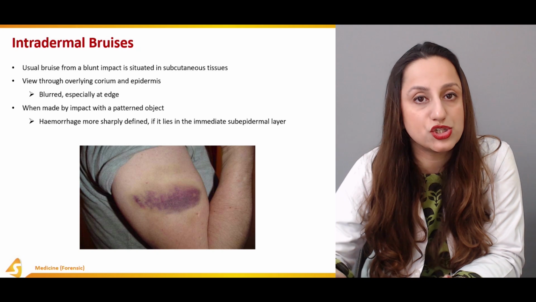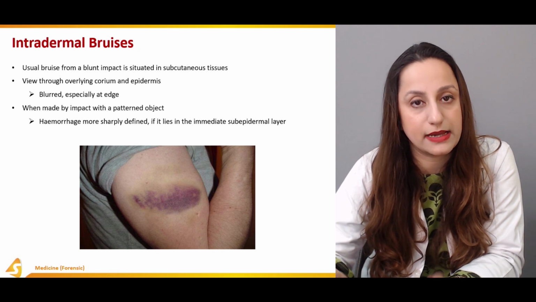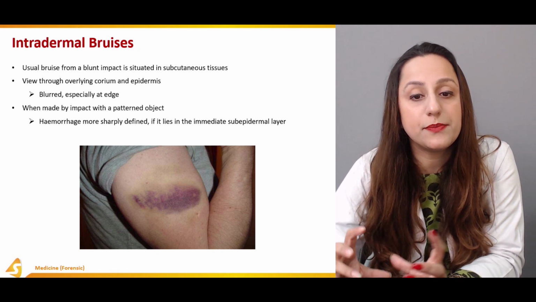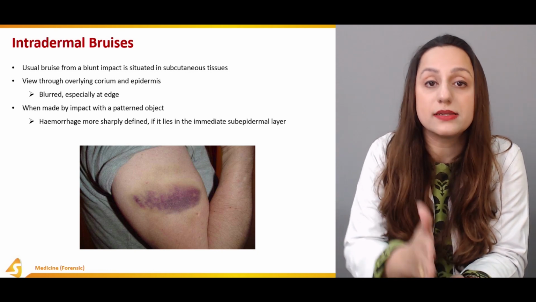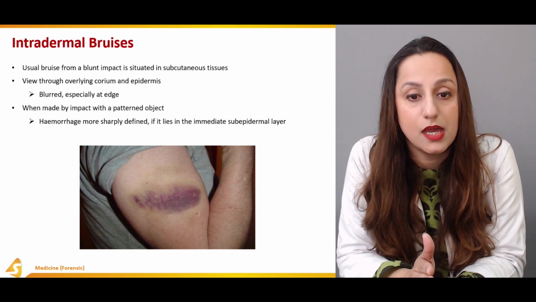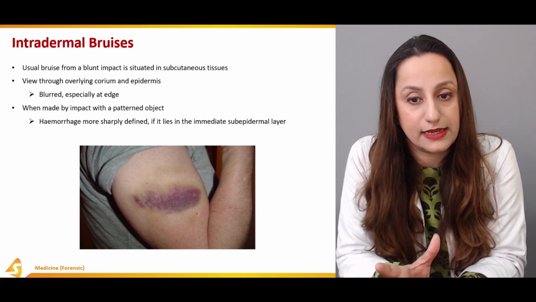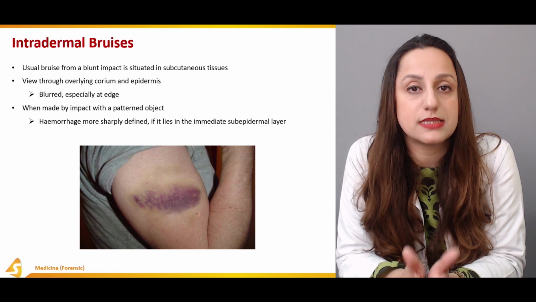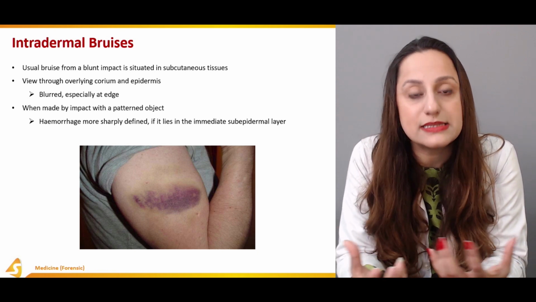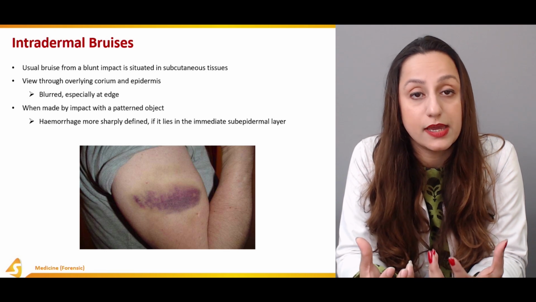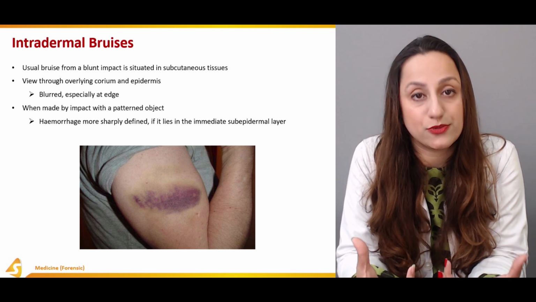The size, the margins, and the site of impact are emphasized over here. The impact with a patterned object is also a mainstay over here, because the pattern will be observed in the bruise as well. The hemorrhage is more sharply defined if it lies in the intermediate subepidermal layers. The subepidermal layers contain the vascular network, and that is why the bruise will be more pronounced over here.